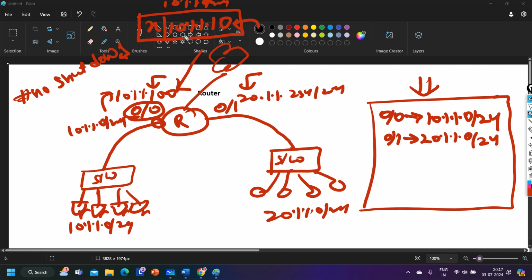Yes. The network ID is 10.1.1.0/24, and the 10.1.1.0/24 network is connected on the 0/1 interface. So the router is going to forward this packet from its 0/1 interface. This is how a router is going to forward traffic. Clear to all? Is it clear guys?